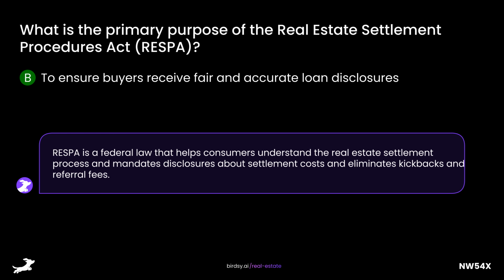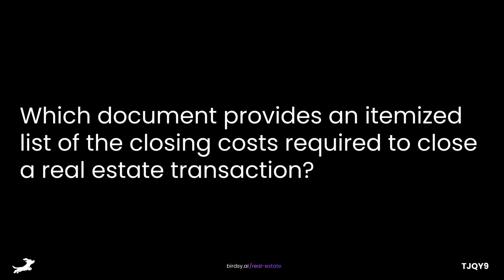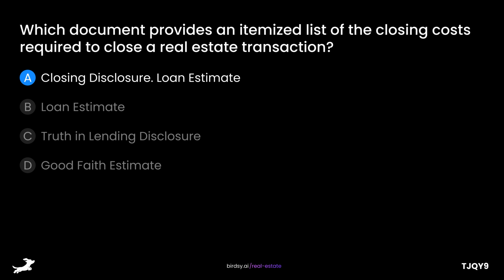RESPA is a federal law that helps consumers understand the real estate settlement process and mandates disclosures about settlement costs and eliminates kickbacks and referral fees. Which document provides an itemized list of the closing costs required to close a real estate transaction? Is it A, closing disclosure, B, loan estimate, C, truth in lending disclosure, or D, good faith estimate?